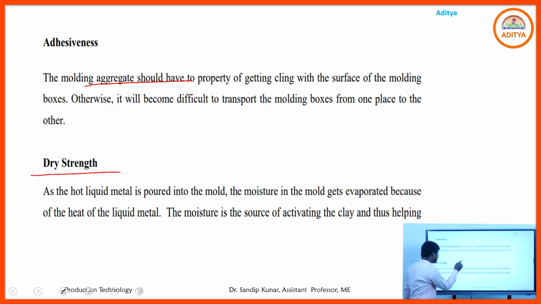What is dry strength? It means the strength of the dry sand during the casting process, that is called dry strength. Here no clay is there, no moisture is present in that particular sand. When we provide heat or liquid metal, the moisture or clay, meaning water vapor, will be removed.